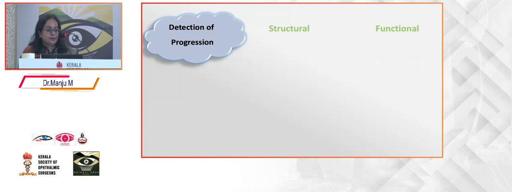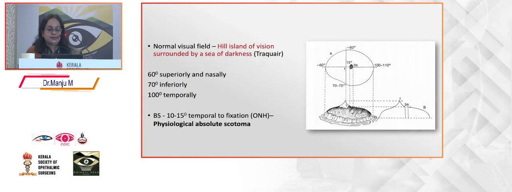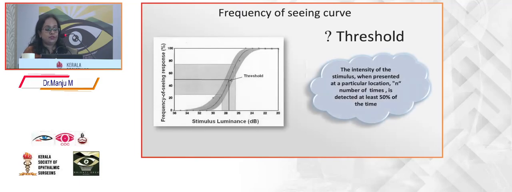So how to detect progression? It's by the structural or functional analysis of the glaucoma. Structural analysis is done by the optic nerve head analysis and OCT analysis, which is already covered, and the functional analysis is by the visual field analysis. A normal visual field is defined by Traquair as an island of vision surrounded by a sea of darkness. It's around 60 degrees superiorly and nasally, 70 degrees inferiorly and 100 degrees temporally. And the blind spot is a physiological absolute scotoma, that is 10 to 15 degrees temporal to fixation.